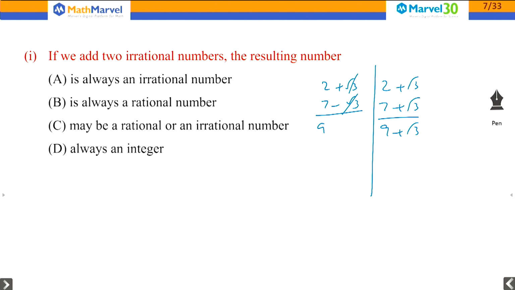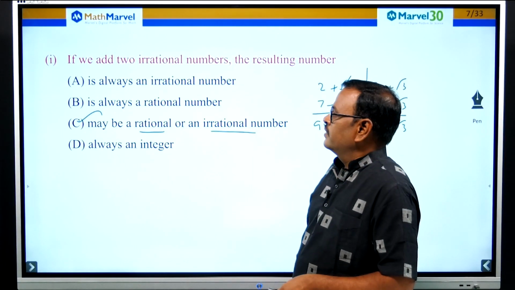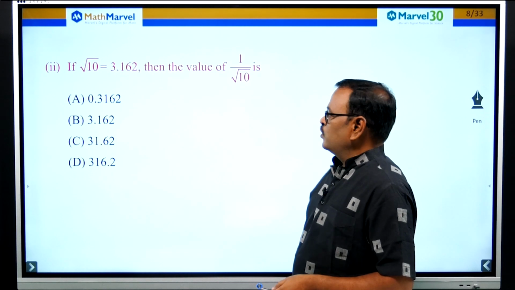The sum of two irrational numbers may be rational or irrational. It is not always irrational, and not always rational. It may be rational or irrational. So this is the correct answer, Option C.